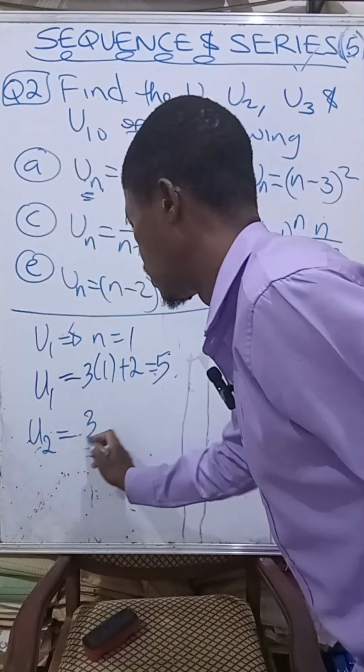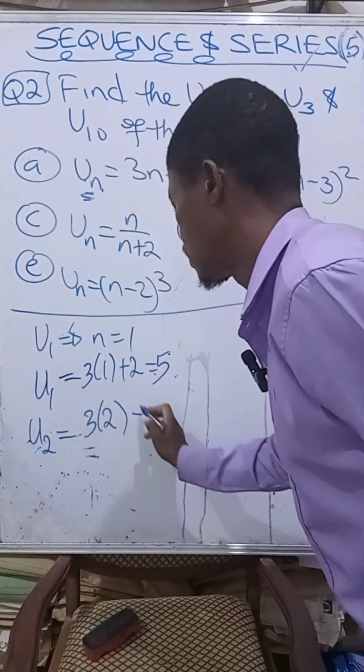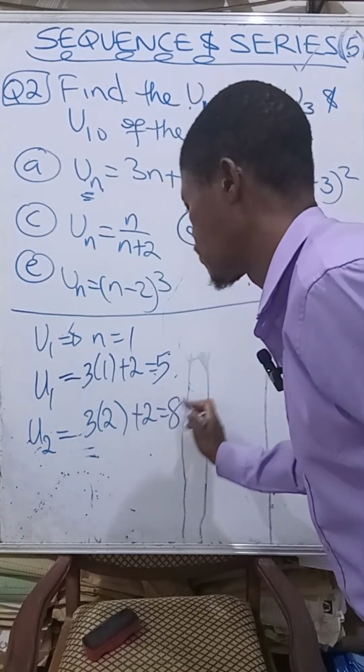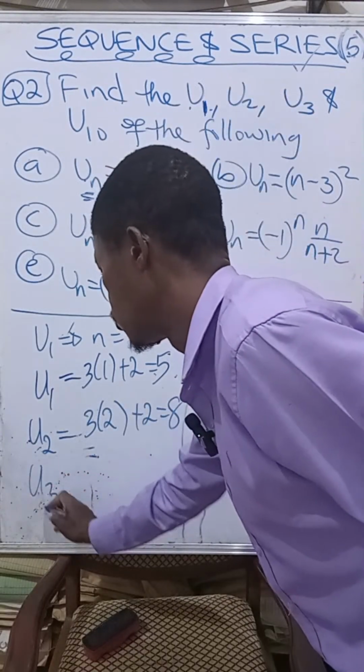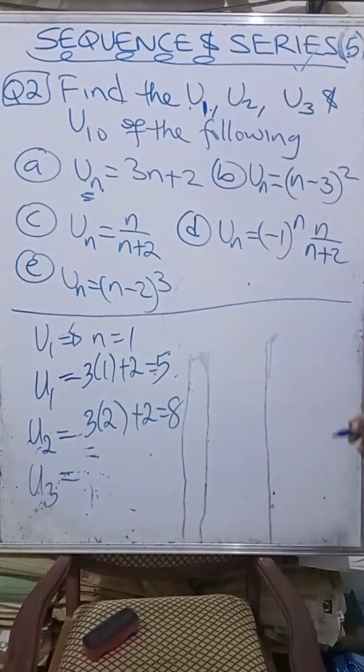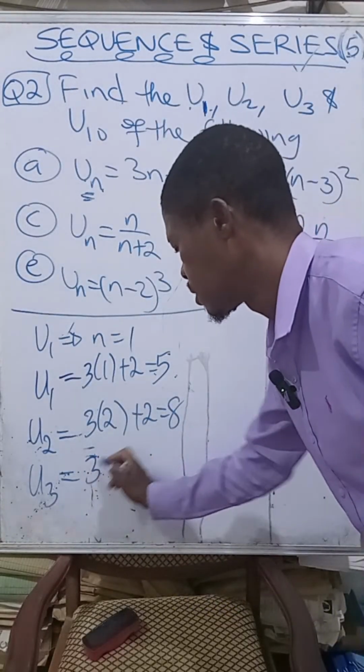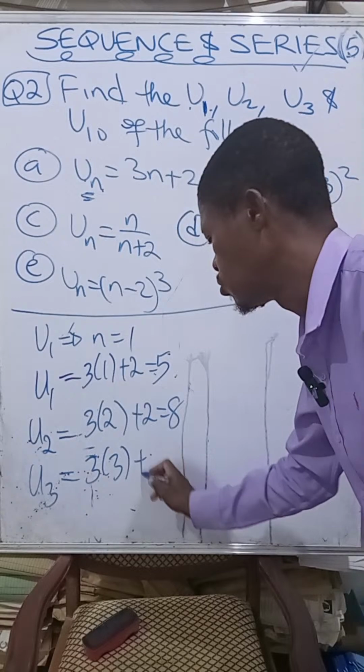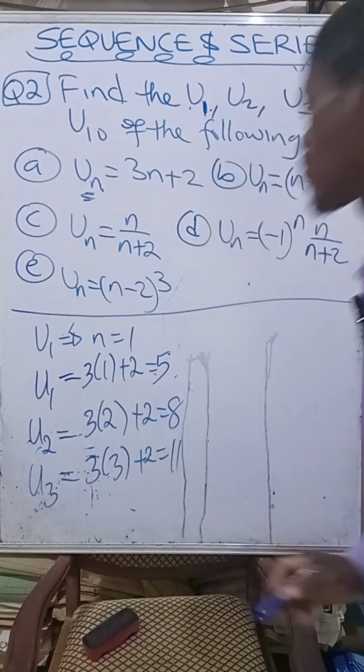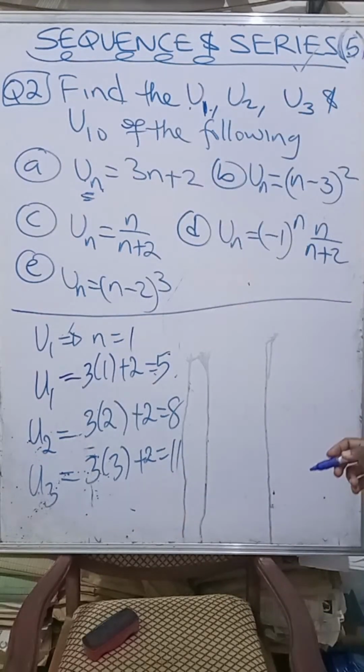For u2, it implies n is 2. Go to your formula, substitute that. And that's what? That's 8. For u3, do likewise. N is 3. Substitute into your formula, 3 times 3, and then plus 2. That's 11.